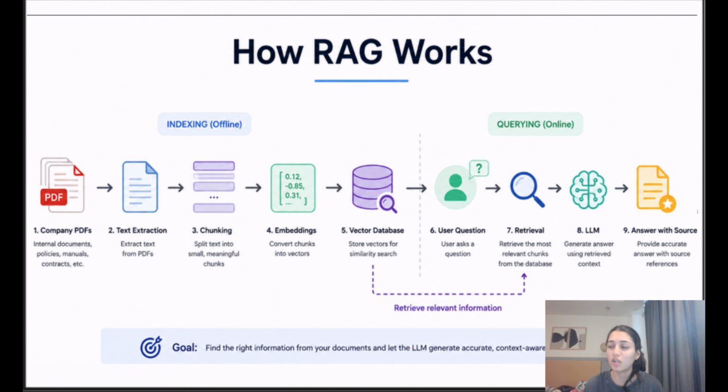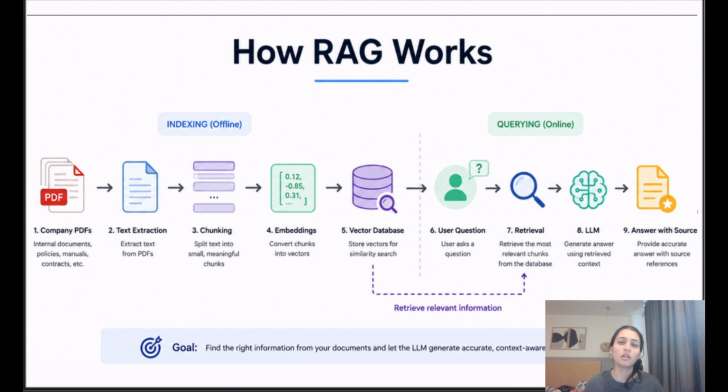So RAG, Retrieval-Augmented Generation, solves exactly this. Instead of asking the LLM to remember everything, you give it relevant information at query time. The system finds the right information from your documents, hands it to the LLM, and says, answer questions using only the information that I provided you. That's the core idea: find first and generate second.